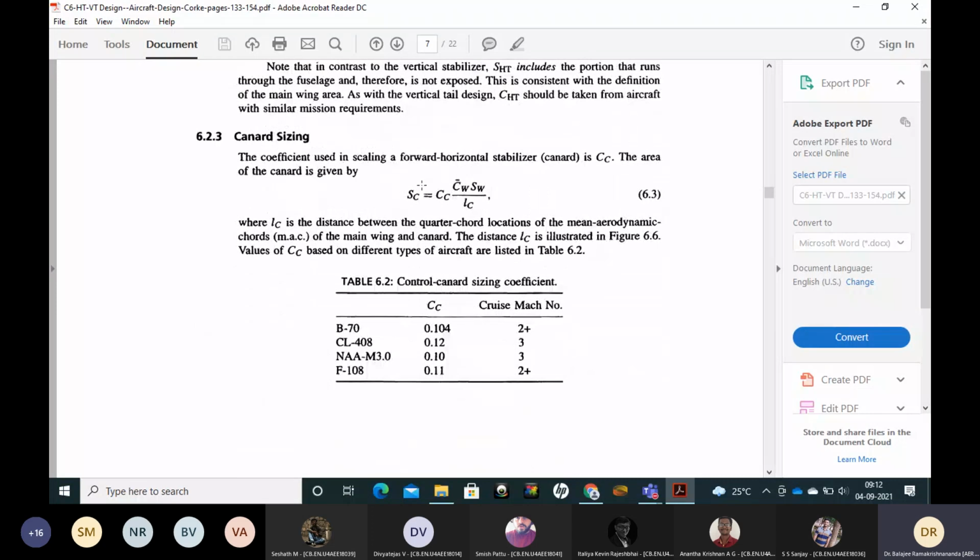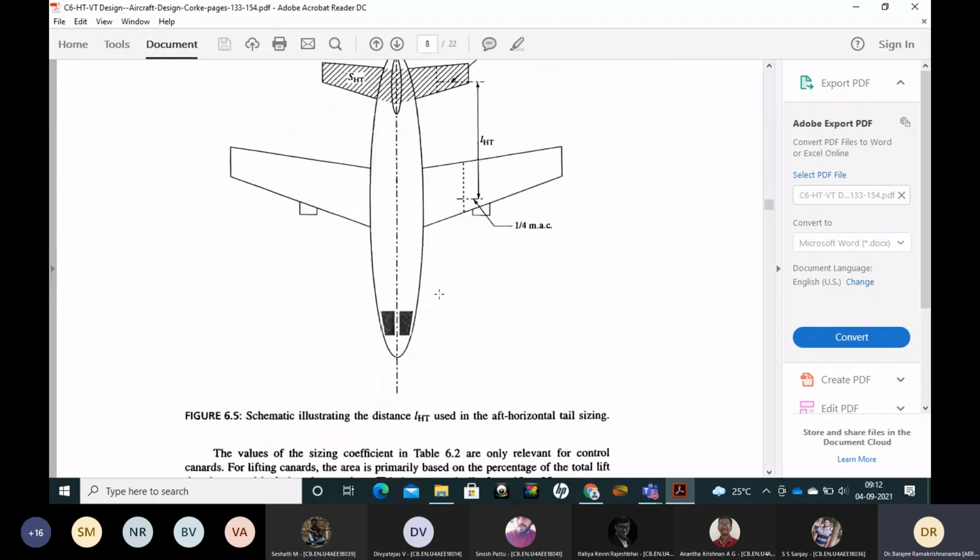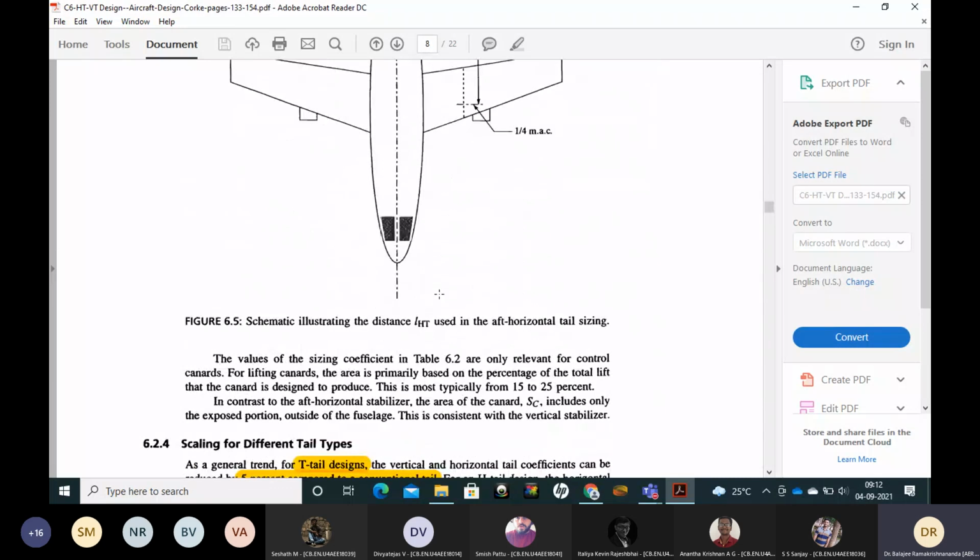Similarly, the canard area can be found with CC. Value of CC is given for control canards. For lifting canards, if you have comparison aircraft, you can take it from there. For lifting canard, the area is primarily based on the percentage of total lift that the canard is designed to produce. Mostly it is 15 to 25%.